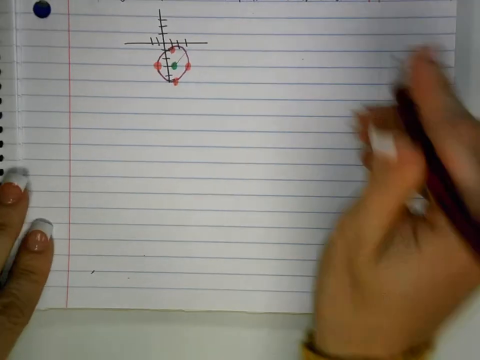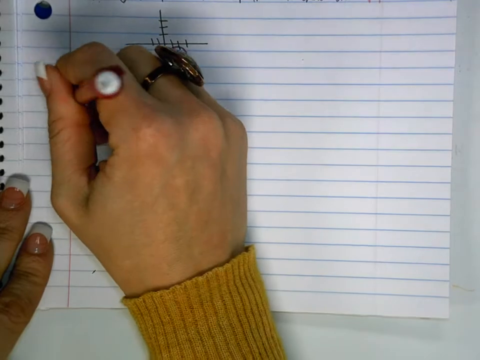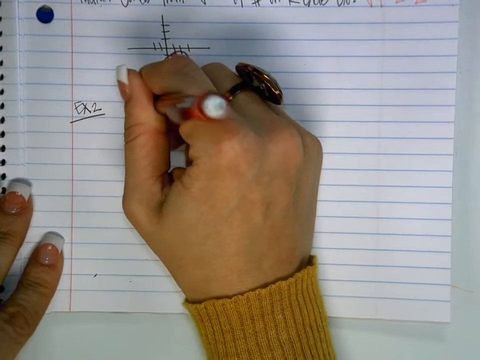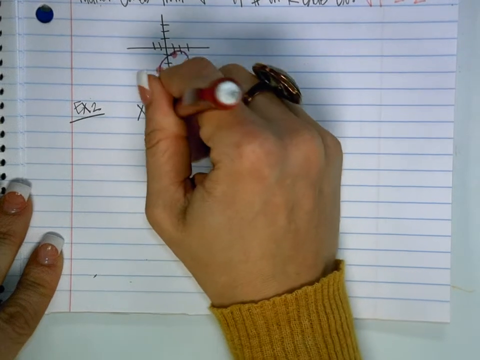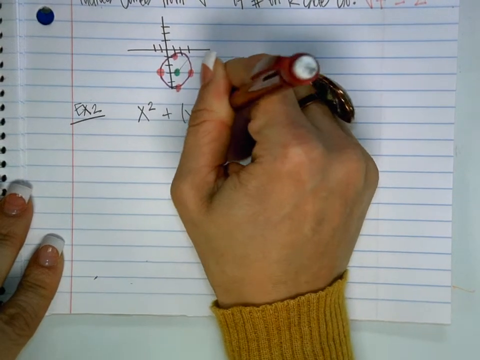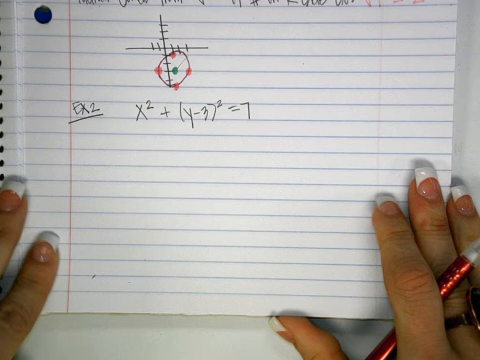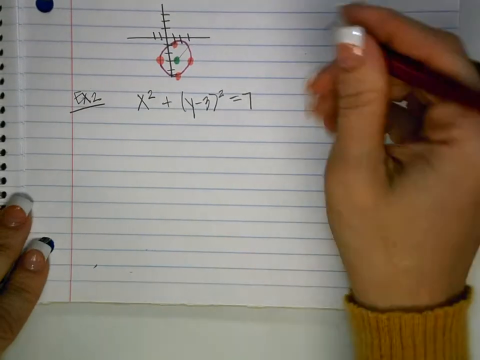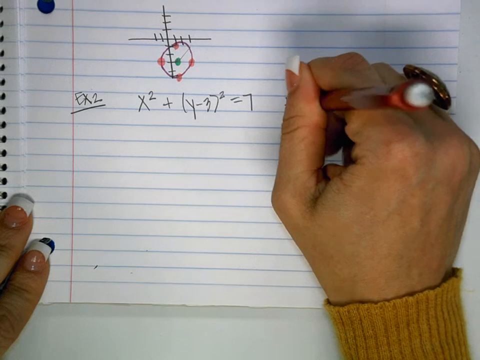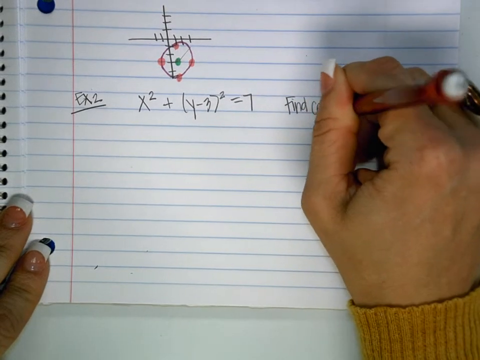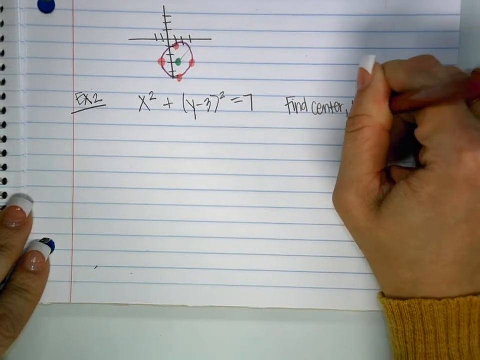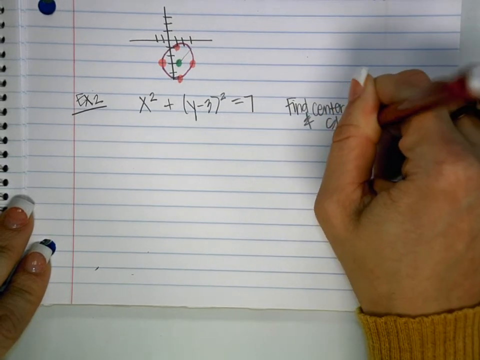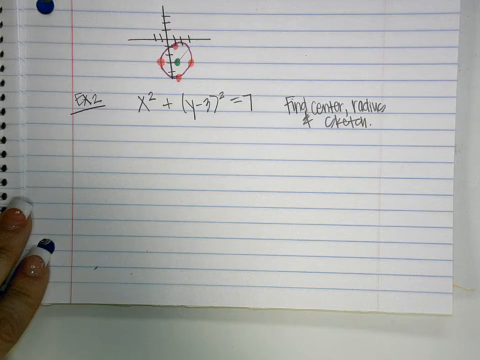Make sense? Okay, and then just make your circle the best representation that you can. How about if I give you the equation x squared plus (y minus 3) squared equals 7. Again, I want you to find the center, radius, and sketch.